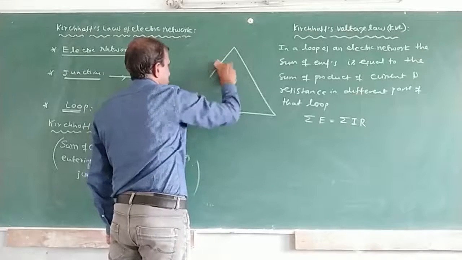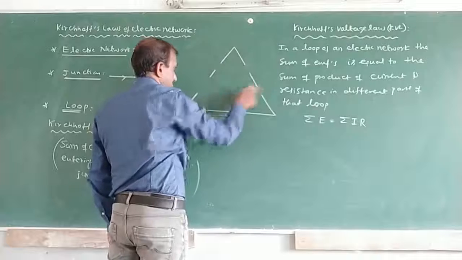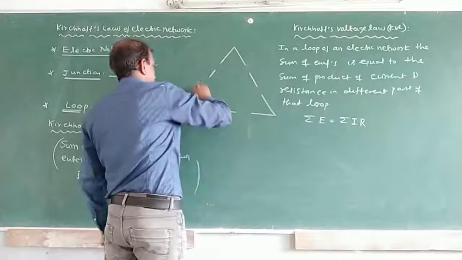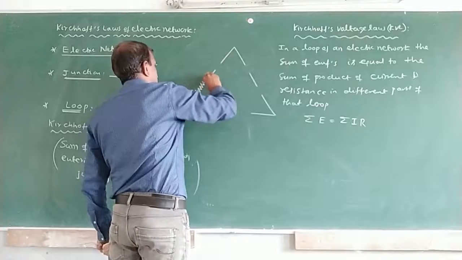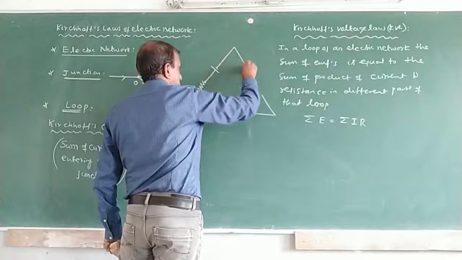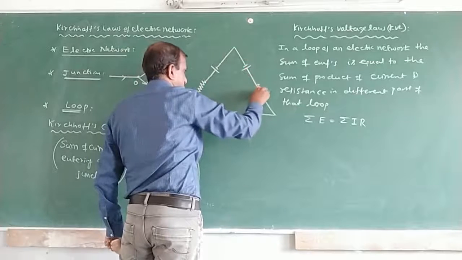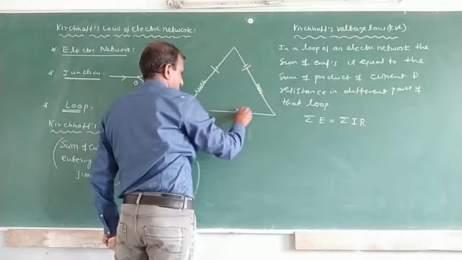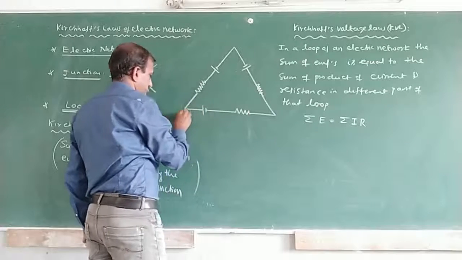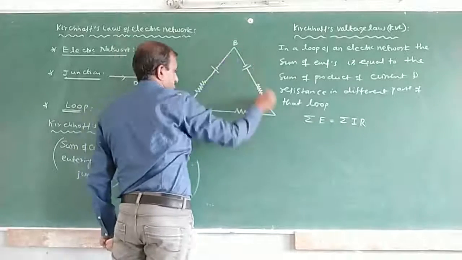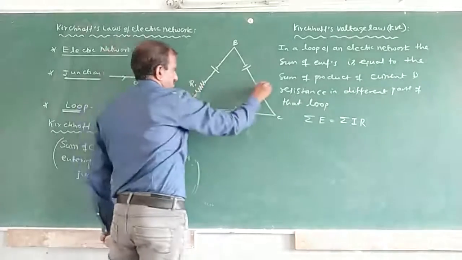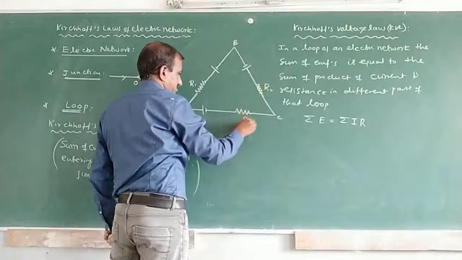Suppose these are the cells and resistors. I will draw the resistors and the cells. Suppose this is a resistor, and this is a cell. Consider this is point A, this is B, this is C. Let this resistor be R1, this be resistor R2, and this be resistor R3.